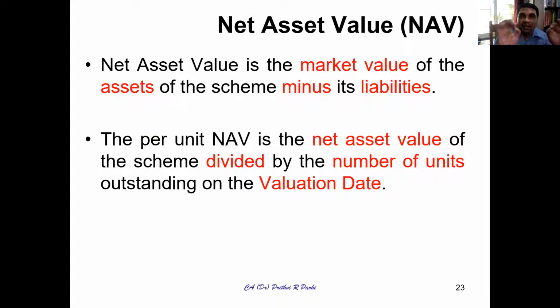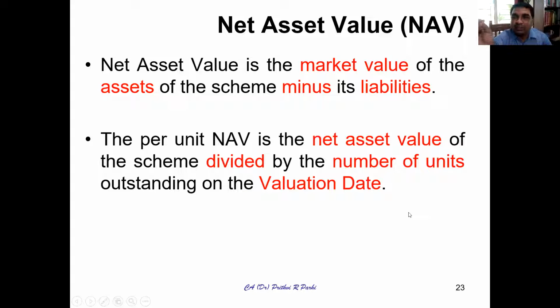Okay. And a few terms we need to understand. One is what is net asset value. This is highly relevant for us. When a person makes an investment in a mutual fund, he always wants his NAV to grow. And what is NAV? NAV is the market value of assets of the scheme minus its liabilities. That is the NAV. If NAV is more, that means the value of your unit is more. Okay. So per unit NAV means the net asset value divided by the number of units.